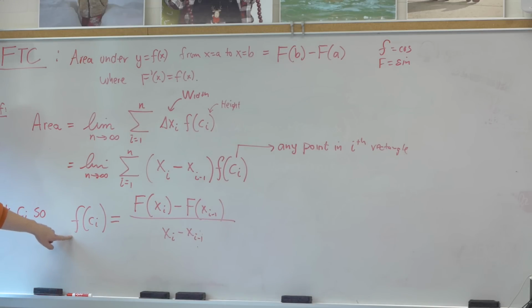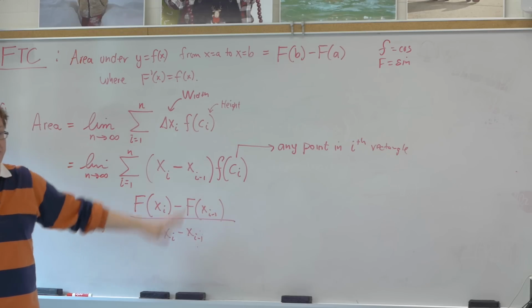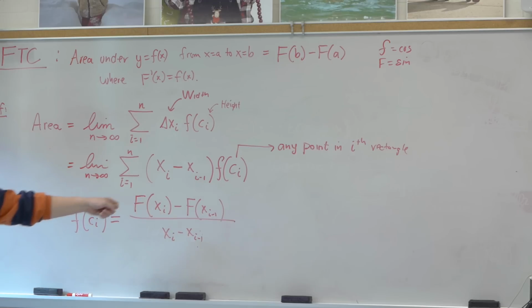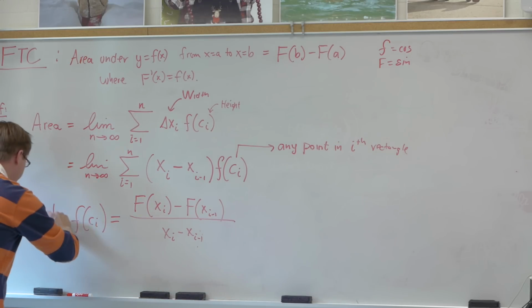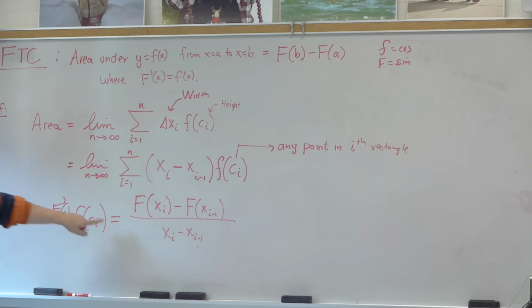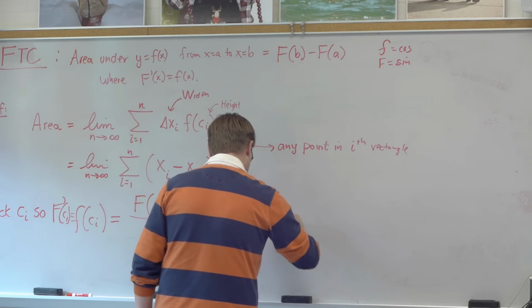little f of c i is capital F of b minus capital F of a over b minus a. Why does that little f turn into a capital F? Because f is the derivative. Exactly, because little f is the derivative of big F. So you could write it F prime equals little f, which equals F, or I guess I could write it on this side. That might be a little cleaner.